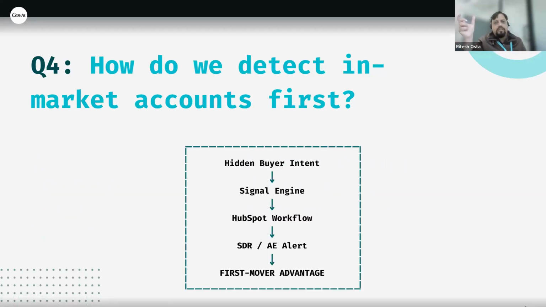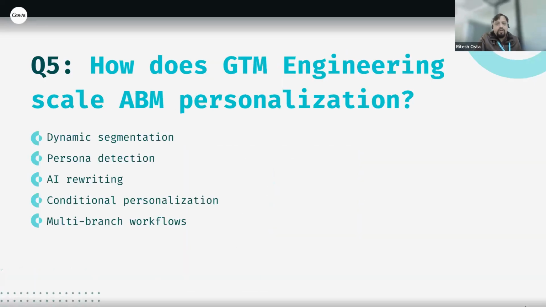So there is hidden buying intent, and you can trigger a signal engine, you can create a HubSpot workflow. Workflow means outreach, email, ads, all of them. You can create an SDR and AE alert so that the SDR and the AE can take the next step, and you can take advantage of the first mover advantage. Right? That's the whole goal of ABM when it comes to GTM engineering. The first mover advantage is what we always try to get.